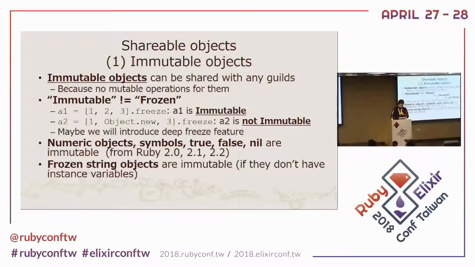But A2 points to a mutable object. So even if this array is frozen, it is not immutable. So we need to support some kind of deep freeze feature, by syntax or a runtime method or something like that. Fortunately, numeric objects, symbol objects, and some kinds of strings are immutable, so we can think of them as immutable objects.